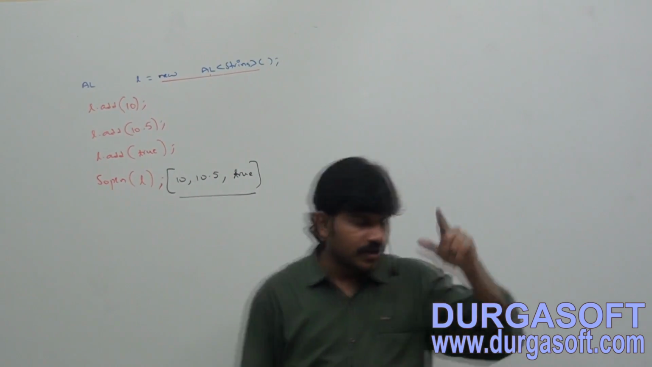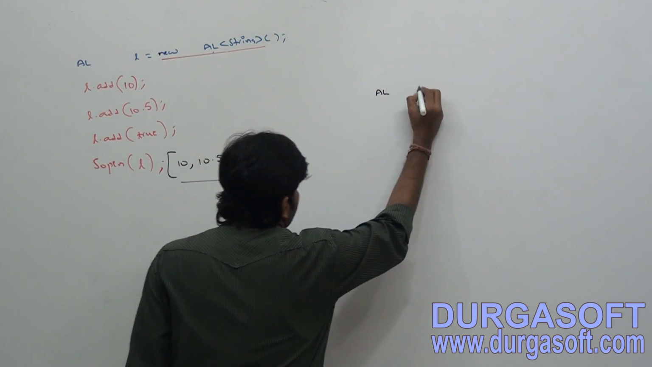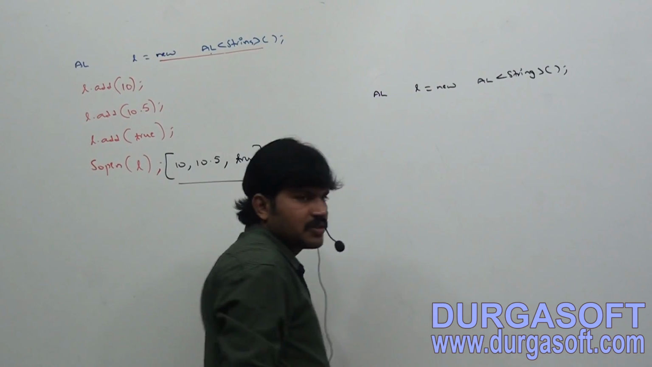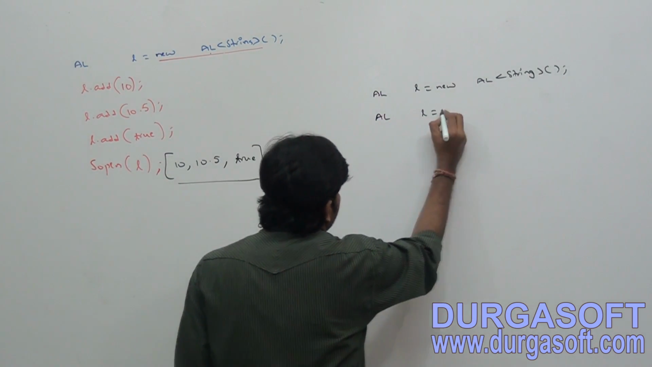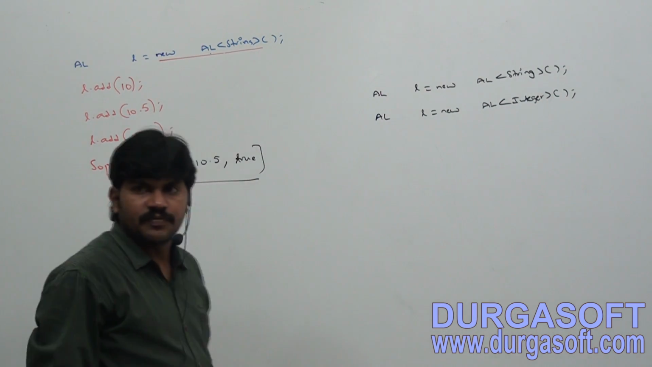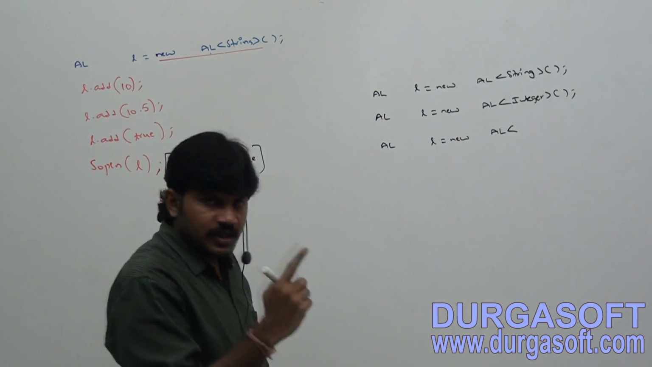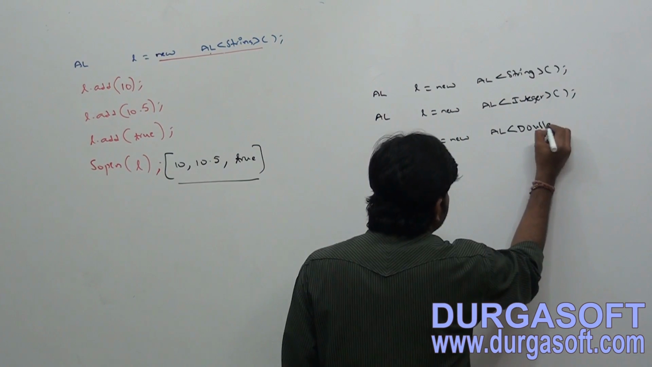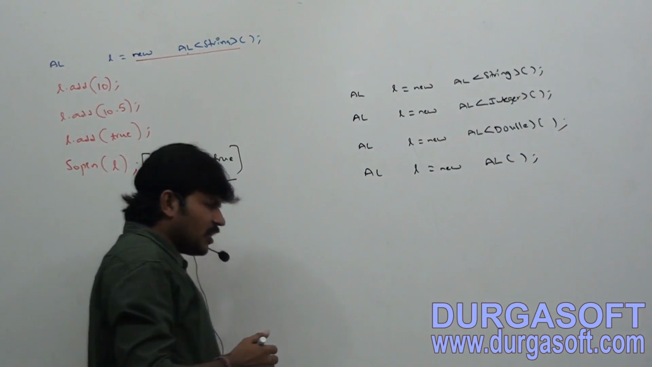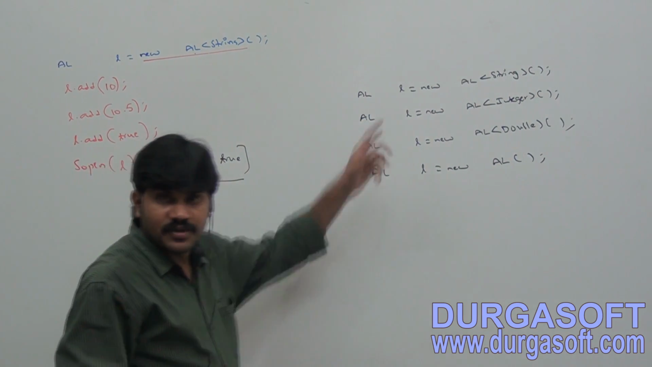Now from this knowledge, you should be able to tell: sir, can you tell whether these things are equal or not equal? ArrayList l = new ArrayList of String. ArrayList l = new ArrayList of Integer. ArrayList l = new ArrayList of Double. ArrayList l = new ArrayList. Are you seeing any difference in the functionality of these?